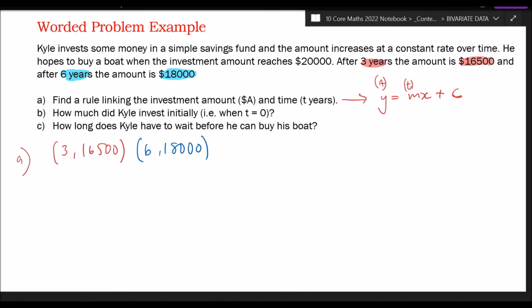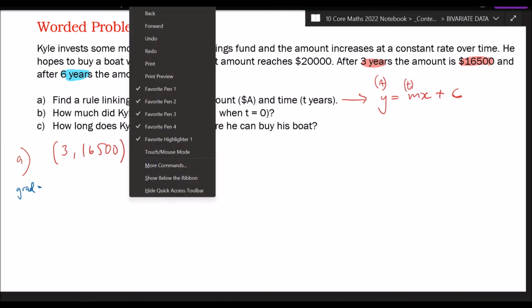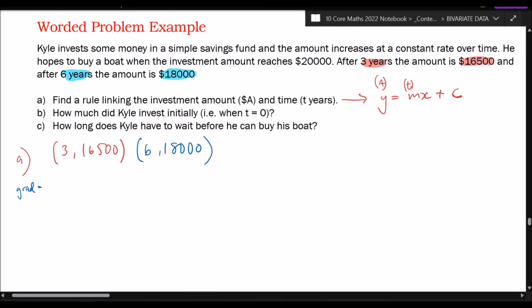You guys already know what to do from here. You've done it so many times. So let's put it in our formula for the gradient. Remember, the gradient is y2 minus y1 divided by x2 minus x1. I'll put the formula here for you, and you can label it x1, y1, x2, y2.